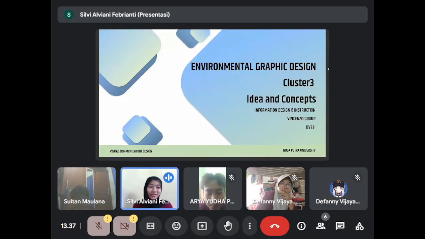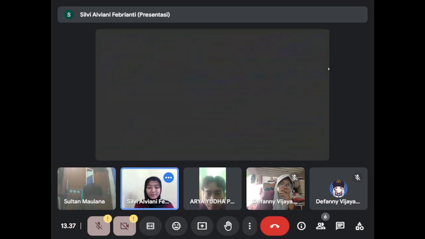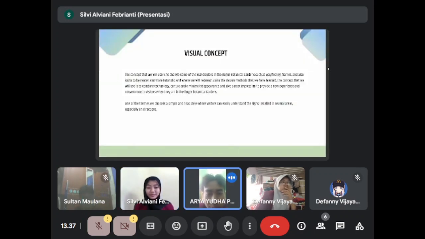For cluster 3, it will be explained by Arya. Visual concept. The concept that we will use is to change some of the EGD displays in the Bogor Botanical Garden, such as the wayfinding frame and also icons, to be neater and more futuristic, and we will redesign using the design method that we have learned. The concept combines technology, culture, and a minimalist appearance and gives a neat impression to provide a new experience and convenience to visitors when they are in the Bogor Botanical Gardens.